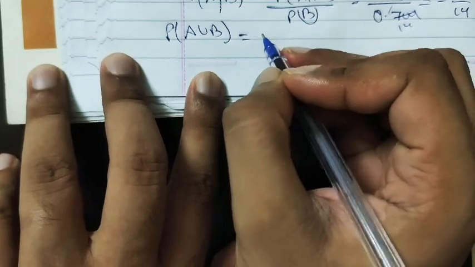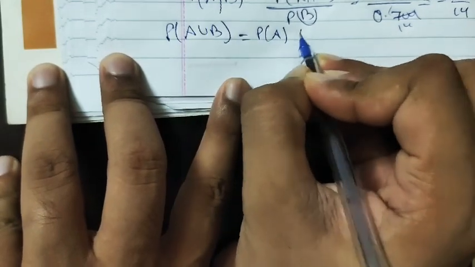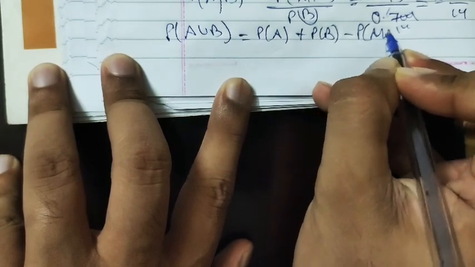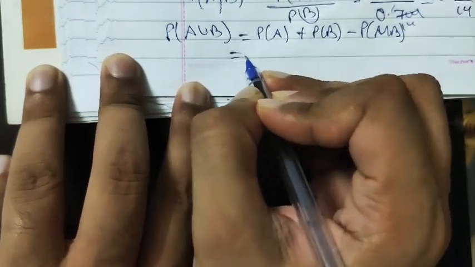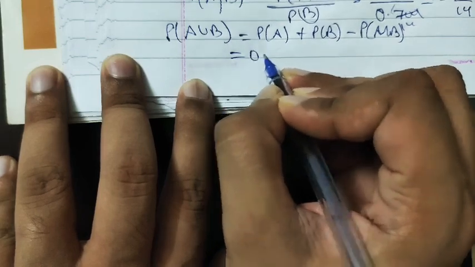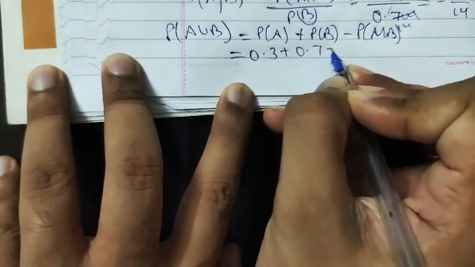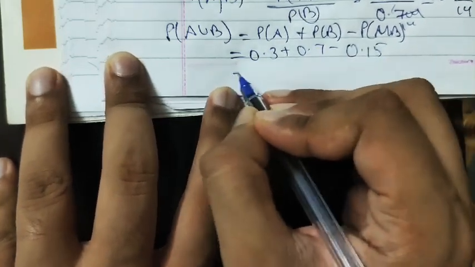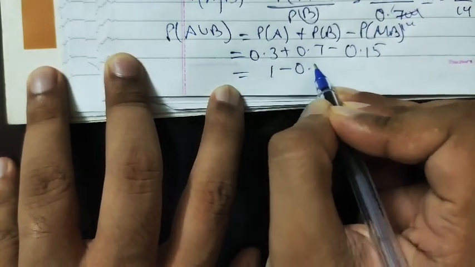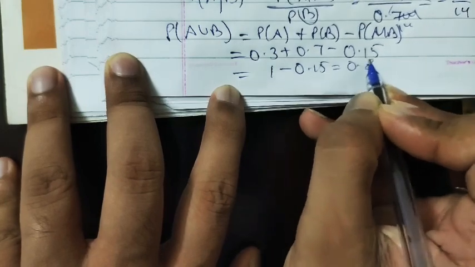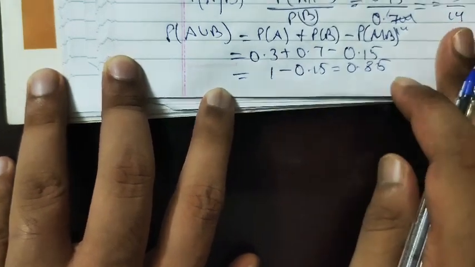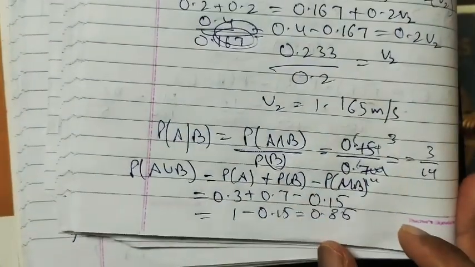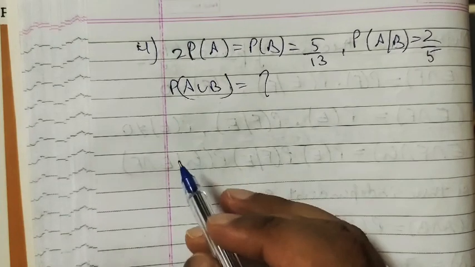So probability of A union B is probability of A plus probability of B minus probability of A intersection B, right? This formula is there. So probability of A is 0.3 plus 0.7 minus probability of A intersection B is 0.15. So 1 minus 0.15 is 0.85. So 0.85 is the answer of this part, right? So this is the question. So next question, question number 4.